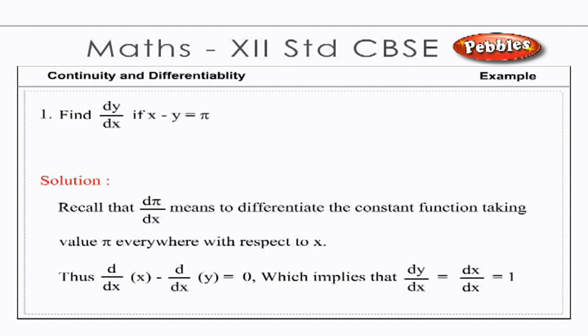Recall that dπ/dx means to differentiate the constant function taking value π everywhere with respect to x. Thus, d/dx(x) - d/dx(y) = 0, which implies that dy/dx = dx/dx = 1.